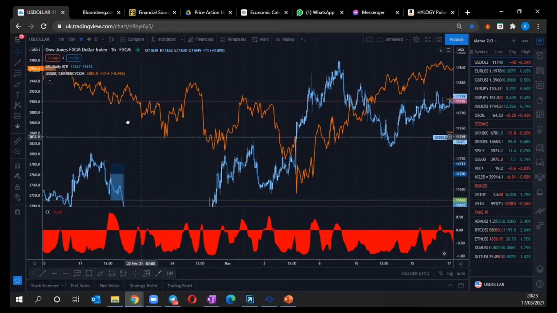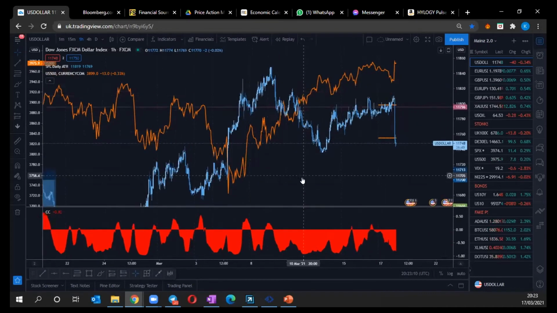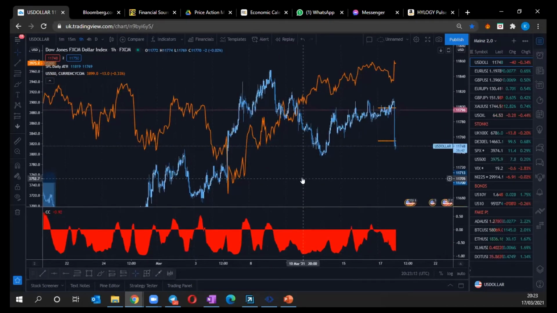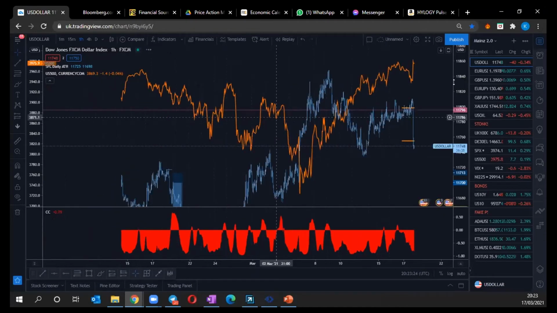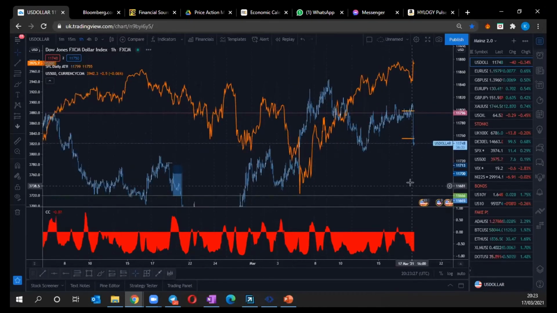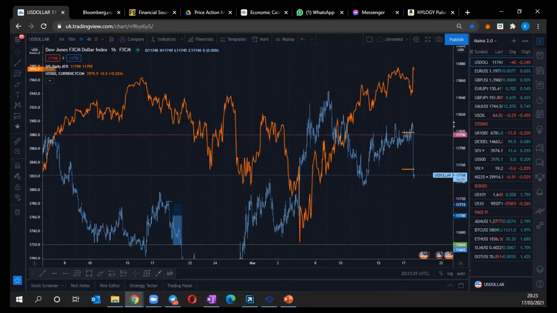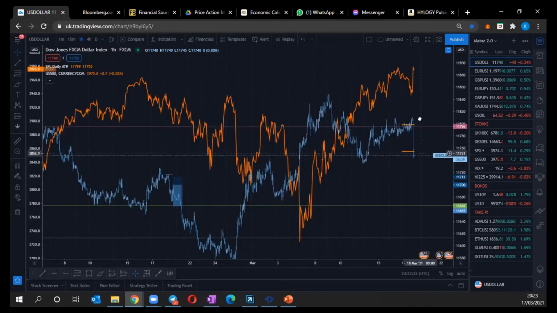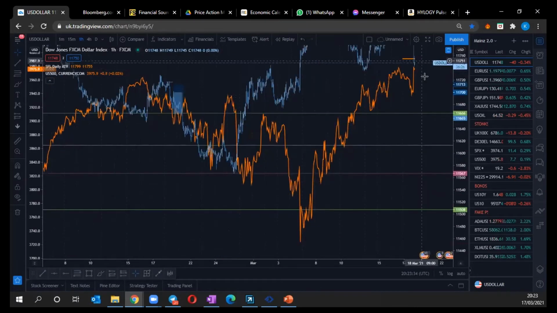As the US dollar goes up, obviously the S&P 500 will go down and vice versa because of risk flows. So what I expect to see when I open this chart is, first of all, a really negative correlation. Simply looking at it, as one goes up, the other one goes down.